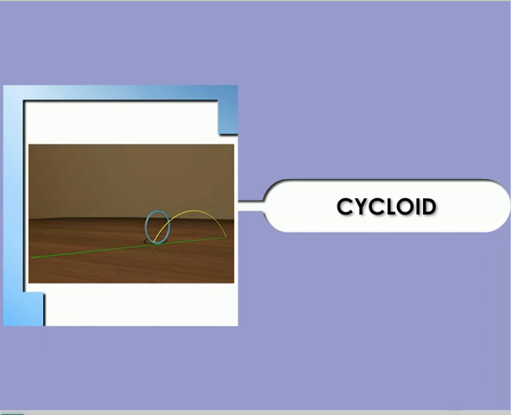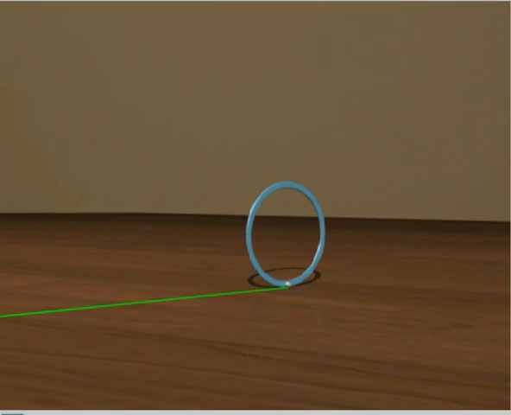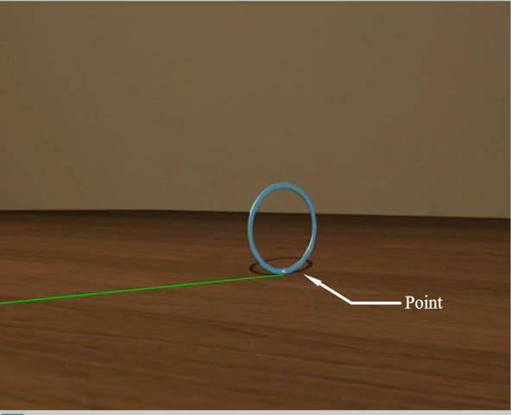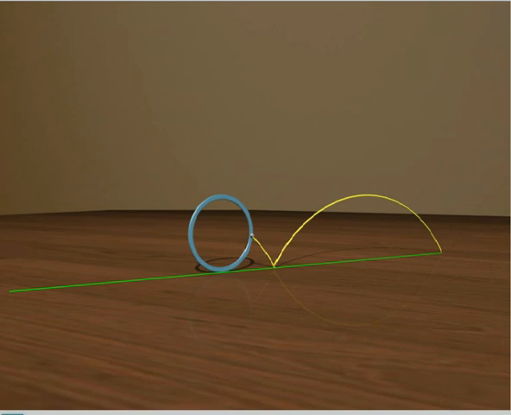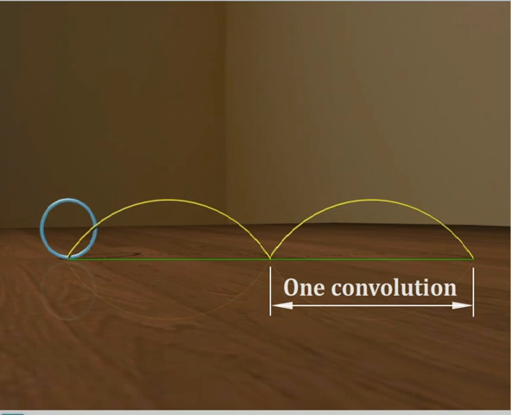Cycloid. Point, generating circle, baseline. A cycloid is a curve traced by a point on the circumference of a circle which rolls along a straight line without slipping. One convolution.